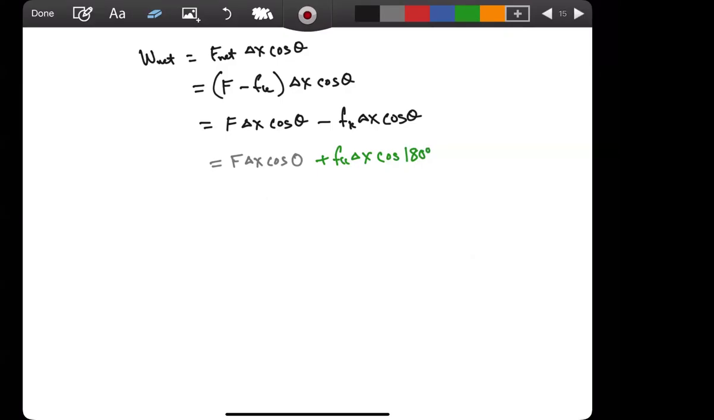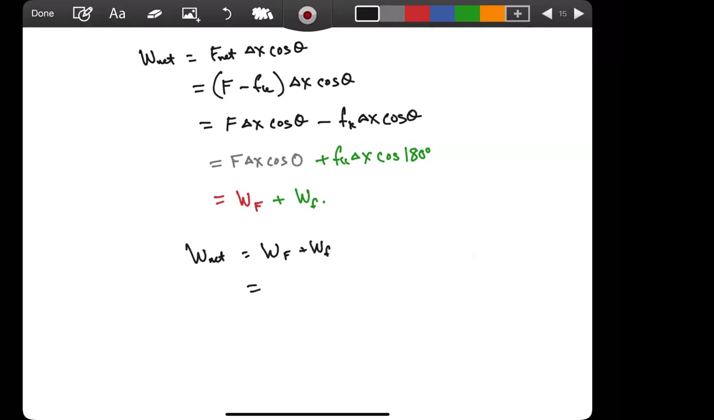Good. Now, actually, let me get rid of this term. Notice that my first term here is nothing more than the work done by the force. And then my second term here is the work done by the friction force. So an alternative way to do this is to say that the net work is simply equal to the work done by the force plus the work done by the friction force.